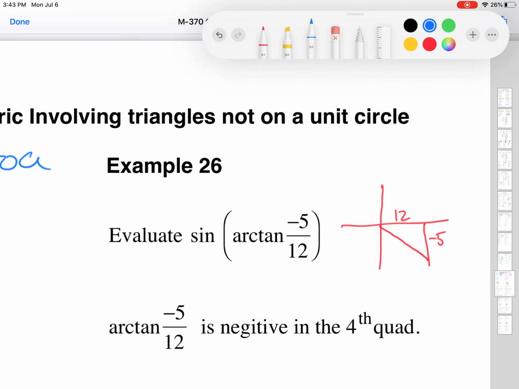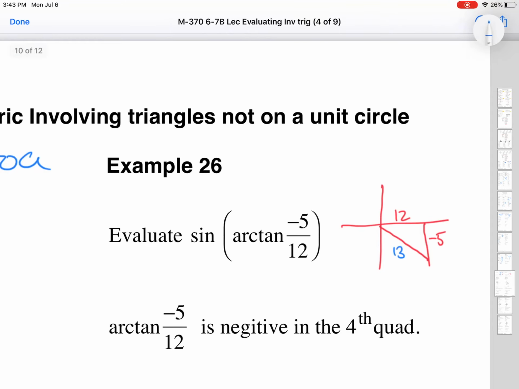And you shouldn't be surprised that the 12 is positive because it's going in the positive x direction. The 5 is negative because it's going in the negative y direction. And this is going to be 13 if we did the Pythagorean Theorem. If you did 12 squared plus -5 squared equals c squared, you're going to get 144 plus 25 for 169 is equal to c squared, and c is always positive. So we get a 13 out of that.